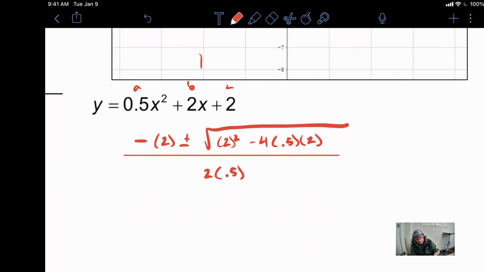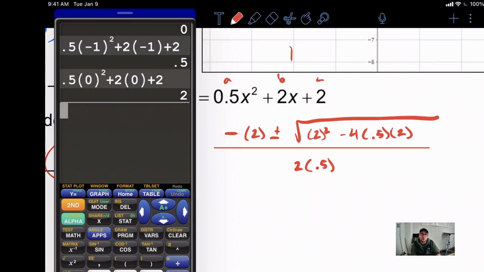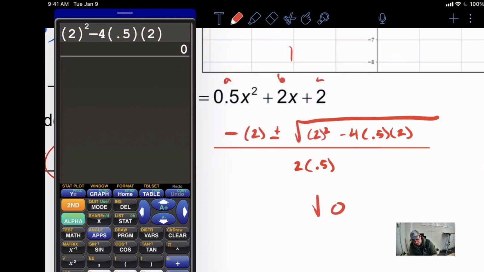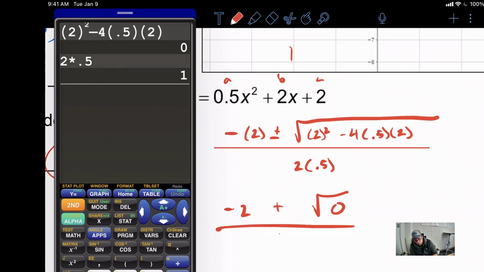Now, when we enter this in on our calculator, we always like to focus on what is inside the square root first. So we'll have our 2 to the second power minus 4 parenthesis 0.5 parenthesis 2. Let's get the inside. We notice our inside of this is 0, so this will be the square root of 0. So we have -2 plus the square root of 0, over 2 times 0.5. 2 times 0.5 is 1, so this is 1 on the bottom. And we do know something about the square root of 0. The square root of 0, if you were to punch that in on your calculator, is 0.